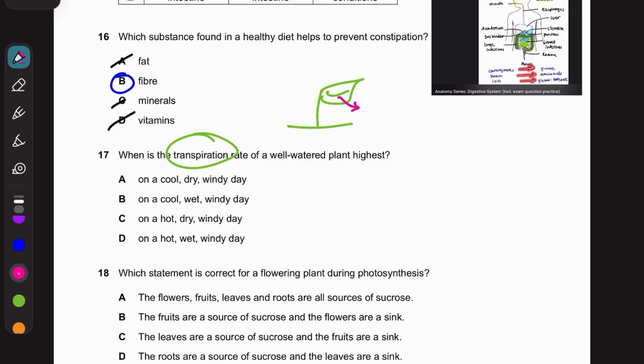But how would the water even be in the leaf? It's because it's been going in through the roots, right? This is water movement. So you imagine the whole journey goes through the roots, root hair cell and then into the xylem all the way up and then into the leaf and then out through the stomata. So that's transpiration. It's basically the evaporation of water from the leaf.